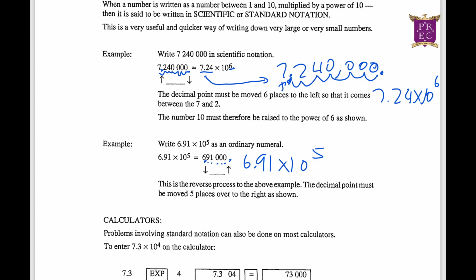And in a very similar way, we can convert our scientific notation to a regular number. So we just move our dot here over 5 digits, which gives us 691,000 as a regular number.